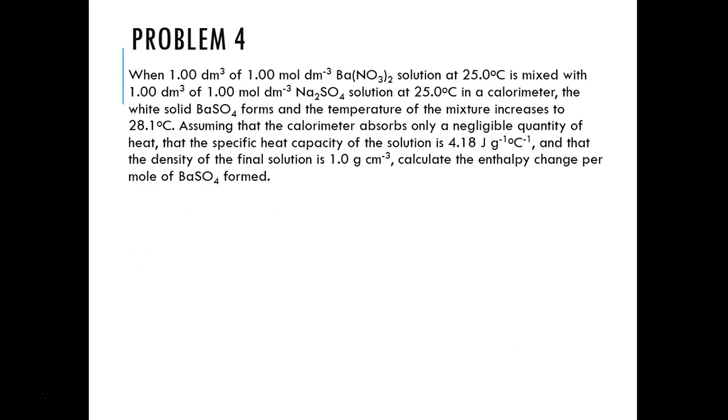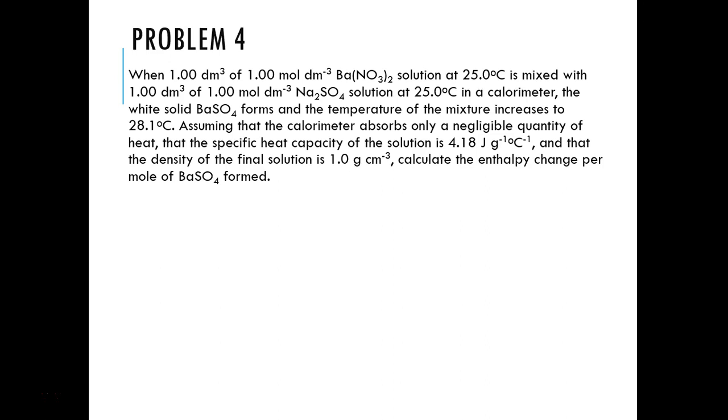Okay. Let's look at another problem that seems a little overwhelming, but actually isn't quite as complicated as it seems. Let's imagine we're mixing 1 liter of 1 molar barium nitrate with 1 liter of 1 molar sodium sulfate. Basically we're mixing 1 mole of each of these at 25 degrees Celsius. We're just pouring a liter of this and a liter of that together, and we're forming a white solid, barium sulfate, and we're noticing that the temperature of the mixture increases to 28.1 degrees Celsius.